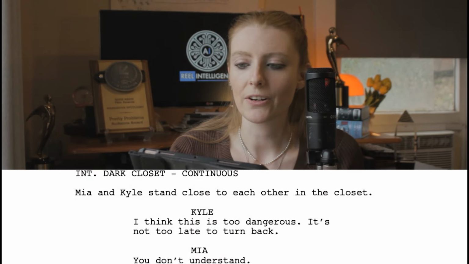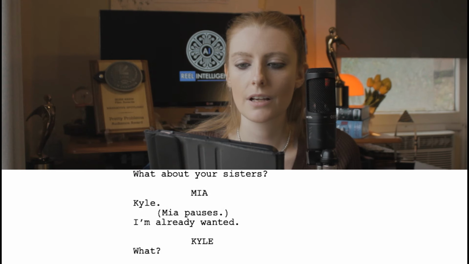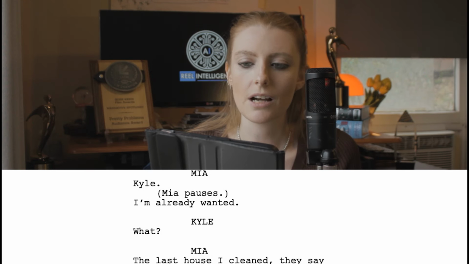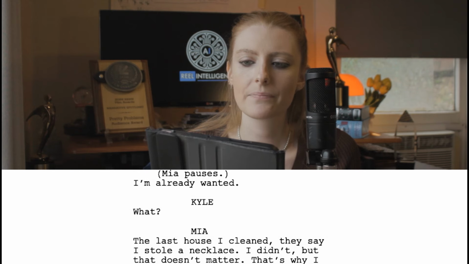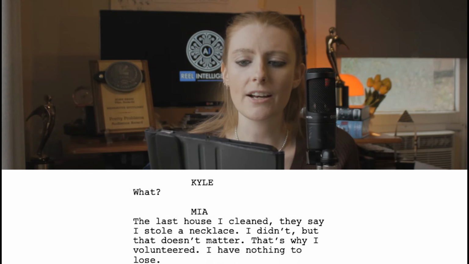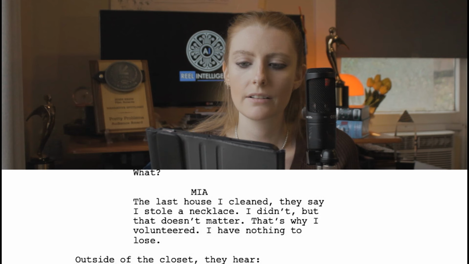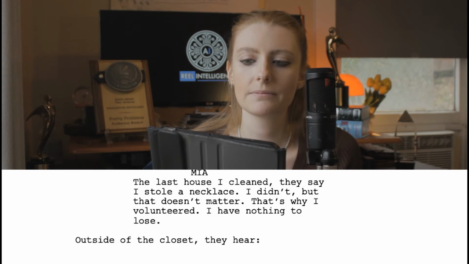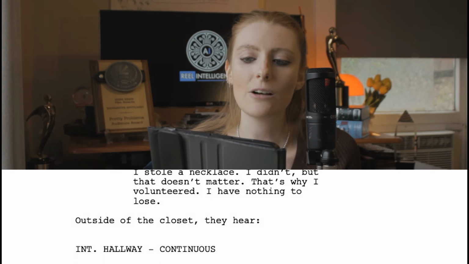Mia and Kyle stand close to each other in the closet. Kyle, I think this is too dangerous. It's not too late to turn back. Mia, you don't understand. Kyle, I do understand the movement is really important to you. Mia, it's important to the world. Kyle, I know, but you're important to my world. Kyle, what about your sisters? Mia, Kyle. Mia pauses. I'm already wanted. Kyle, what? Mia, the last house I cleaned, they say I stole a necklace. I didn't, but it doesn't matter. That's why I volunteered. I have nothing to lose. Outside of the closet, they hear.